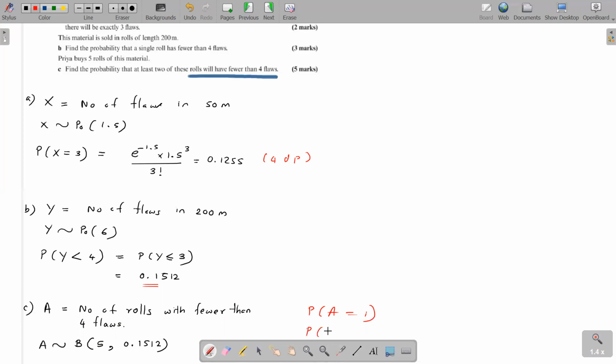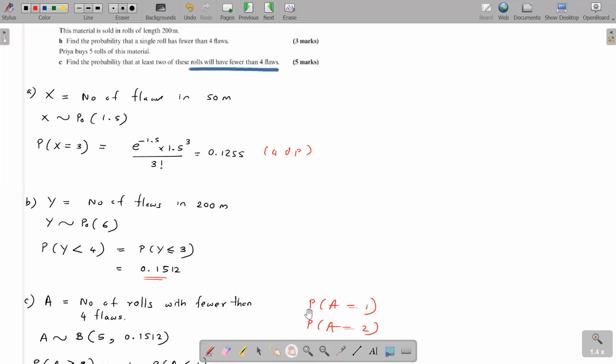If I write probability capital A is 2, what does it mean? It means out of the 5 rows, there are only 2 rows with fewer than 4 flaws. Do you see what's going on? This is really important, and this is something that you will be tested on in the exam. You'll see this a lot in the exam, where at the end of the Poisson distribution question, you have a binomial part coming into it as well. So here it's just taking the Poisson probability into a binomial distribution question. Only the probability is needed here.